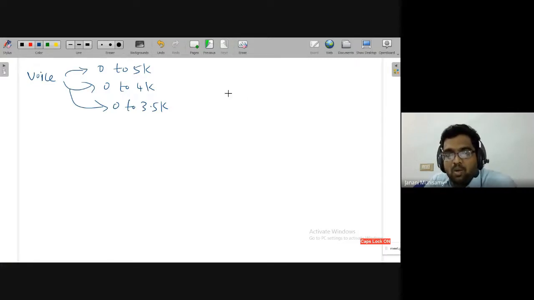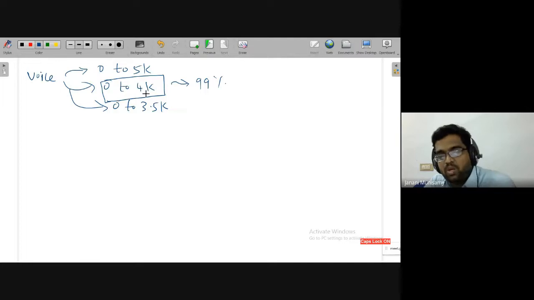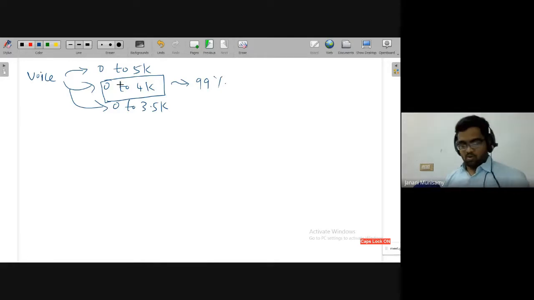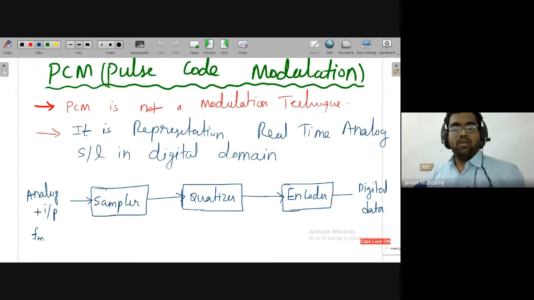But I already told you, most of the time we take 0 to 4 kilohertz. That means almost 99% of the information will be available in the spectrum 0 to 4 kilohertz. The remaining 1% of the signal may be available beyond 4 kilohertz. So mostly we'll take 0 to 4 kilohertz. Again, to avoid that confusion, we have to fix what that value is. So that's why we should know very specifically what this Fm is.